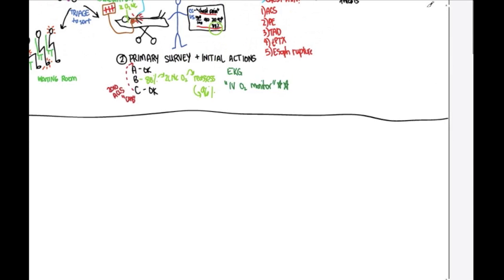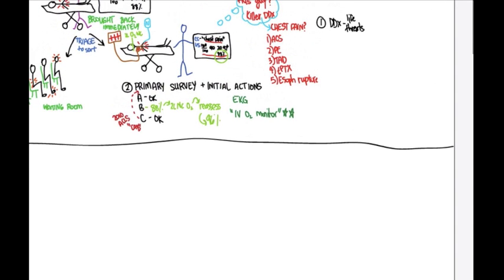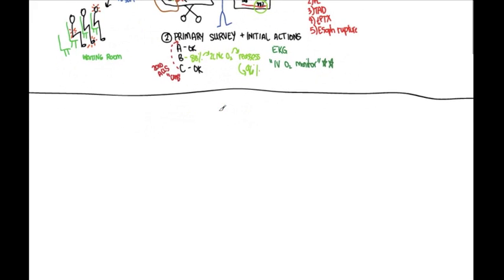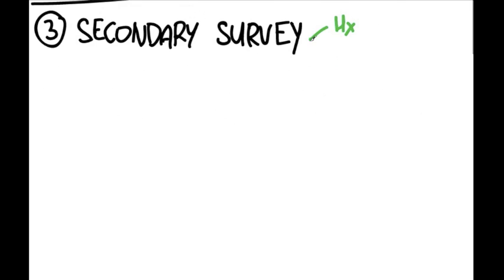Okay, so the last video we looked at assessing the emergency room patient, and namely forming a differential diagnosis and then your primary survey and your initial actions. Now we're going to get into the history and physical, that is the secondary survey. The history and the physical.